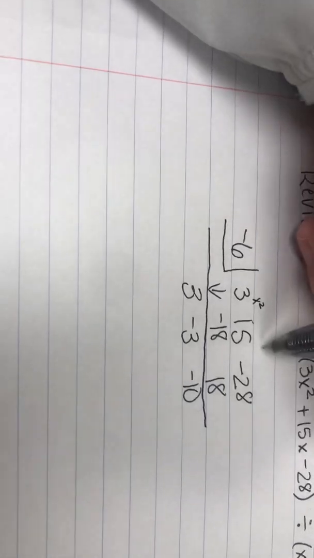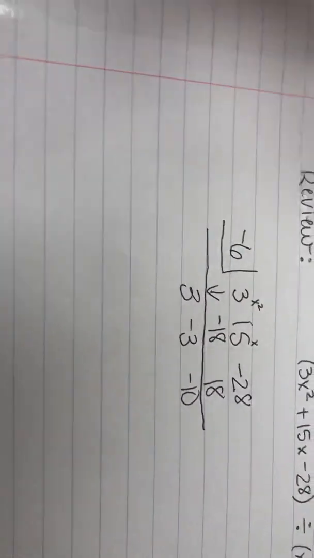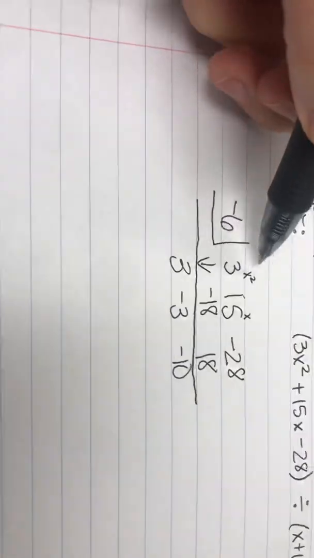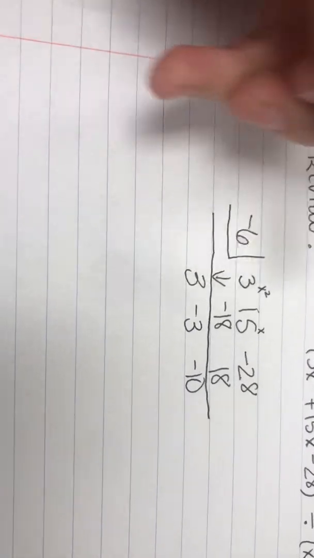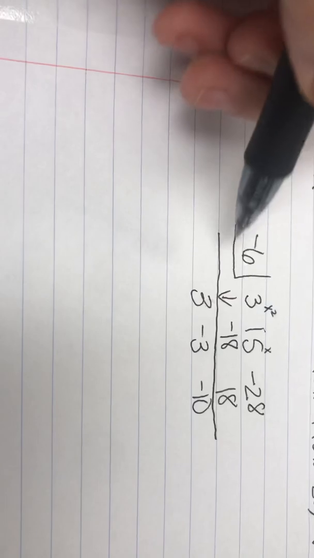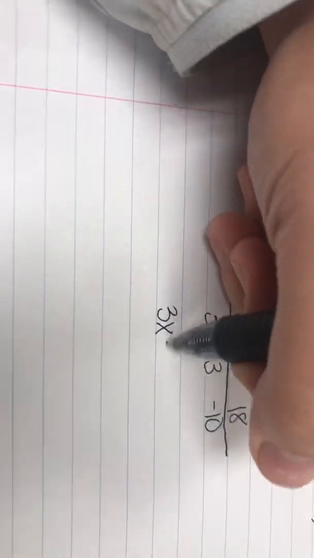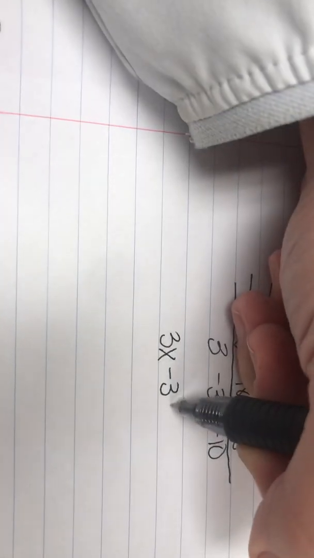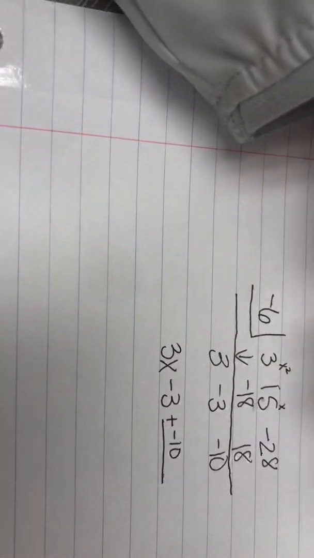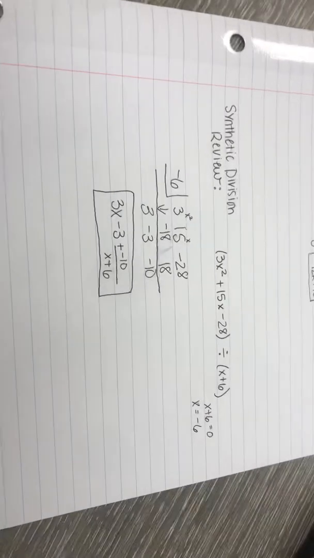The second thing here, so this 3 is technically an x squared, this 15 is an x, and the negative 28 stands alone. When you're doing synthetic division and you move down a line where you're finding products, it removes an x. So this would actually just be 3x minus 3 minus 10, or plus negative 10, over x plus 6, okay? And that would be our synthetic division.